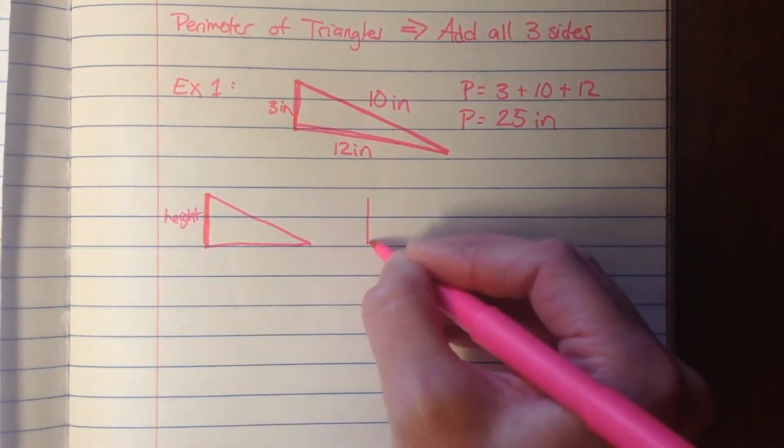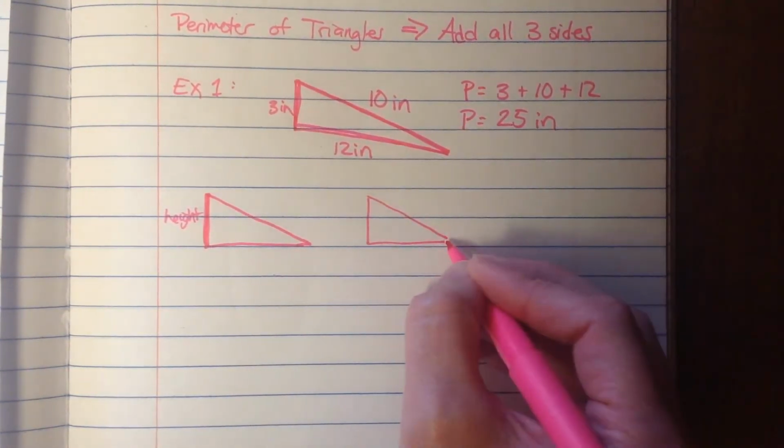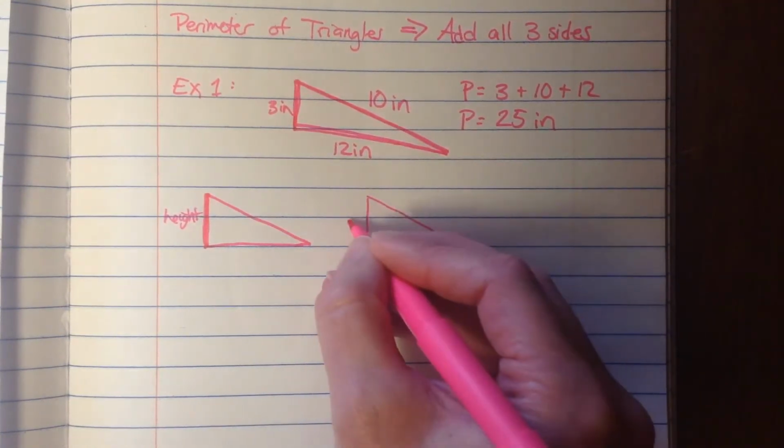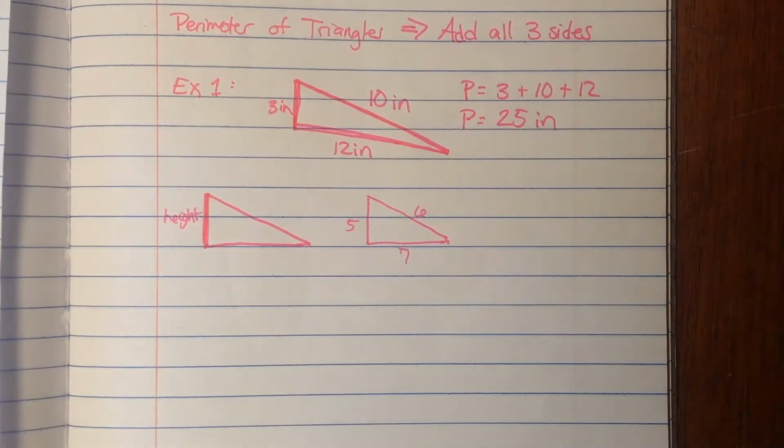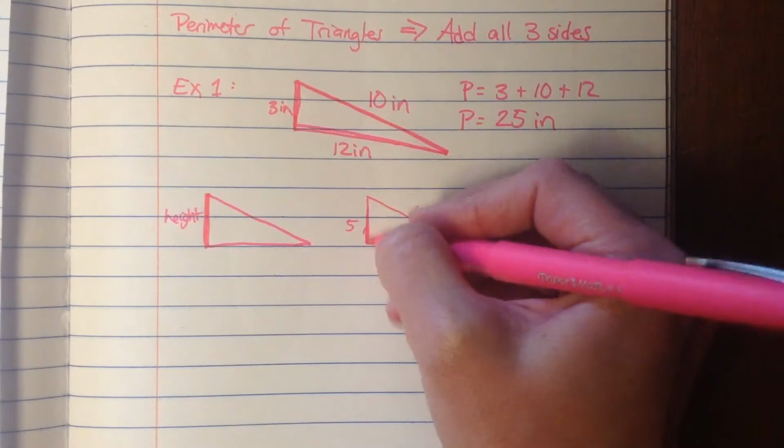So if you're given a triangle that looks like this, and you're given some measurements, if this is 5 and this is 6 and this is 7, then if I say what is the height of this triangle, you would say 5. It's that side length right there.